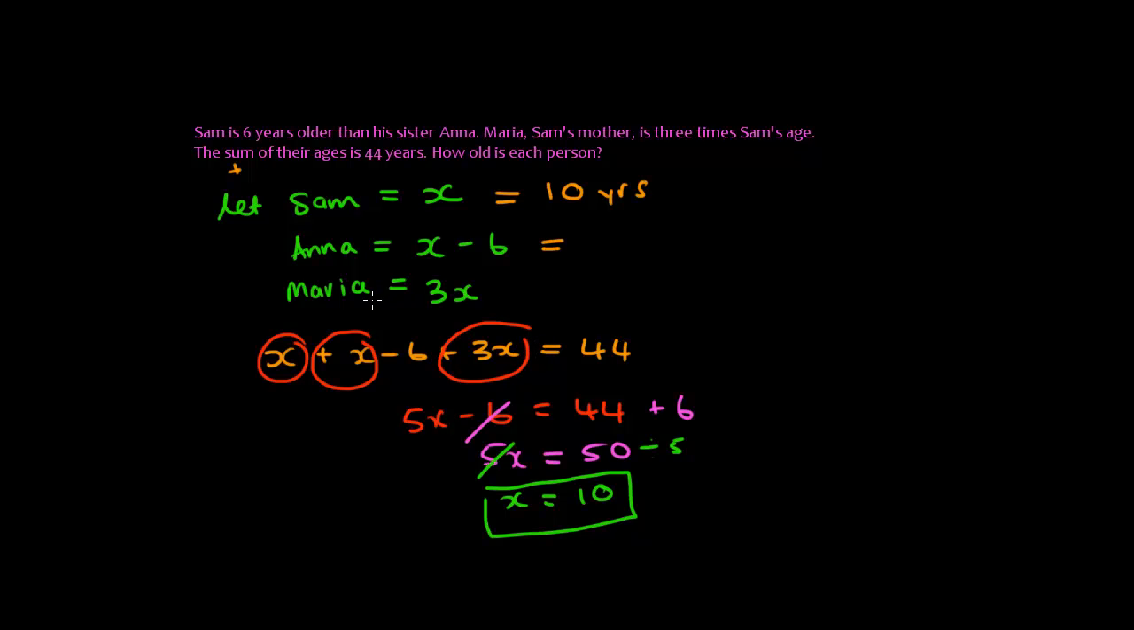So that means that Anna is 6 years less than Sam. So 10 take away 6 equals 4. And we know that Maria, his mother, is 3 times his age. So 3 times 10 makes 30 years old. And look at that, I've got all my answers there. Okay, nice question. Very well set out.